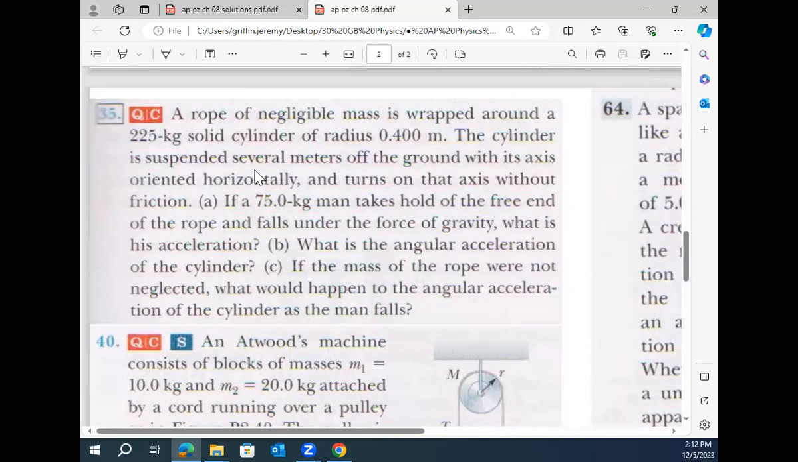The cylinder is suspended several meters above the ground. Its axis is oriented horizontally, so it turns on its axis without friction, right? A 75 kilogram man takes hold of the free end of the rope and falls under the force of gravity. What is his acceleration? Right now, it would be free fall, except that this cylinder has inertia, so it'll slow him down. He's not going to fall at the full rate of gravity. What is the angular acceleration of the cylinder? Well, if you know A, you can get B, because there's a connection there. Linear motion to rotational motion has something to do with the radius of that cylinder. And then there's a question C, but we'll save that one for later.